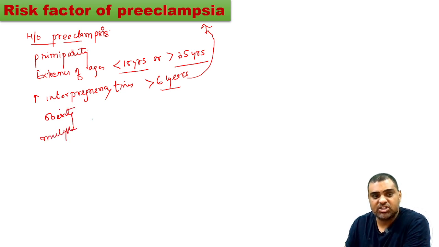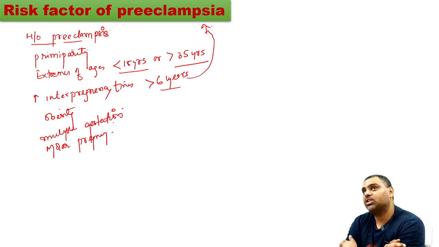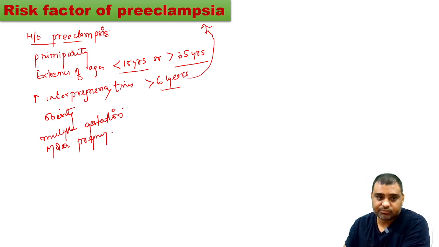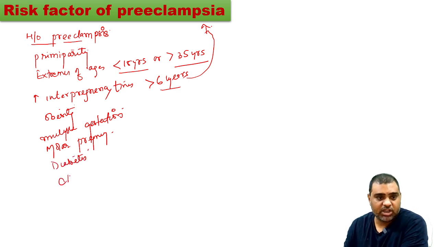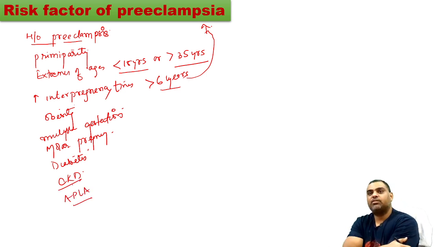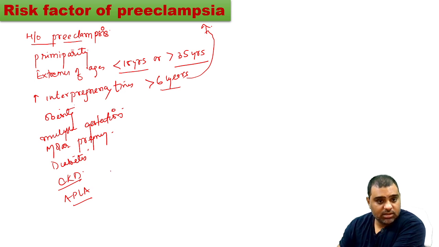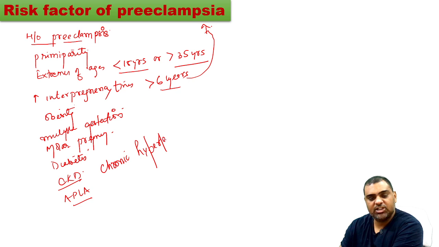Then multiple gestation. Then molar pregnancy. In molar pregnancy, we have seen that preeclampsia can occur because it can secrete beta HCG. Then, if the lady has diabetes, chronic kidney disease, APLA syndrome. In APLA syndrome, we have studied the modified Sapporo classification. APLA syndrome is a risk factor for preeclampsia. So you have to remember this list. And yes, chronic hypertension. If the lady has chronic hypertension, she has a tendency that she can develop preeclampsia.